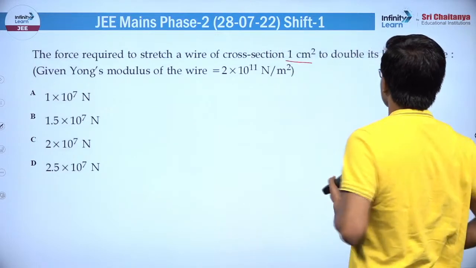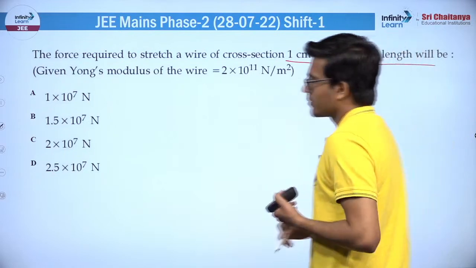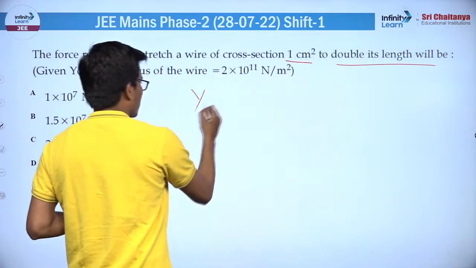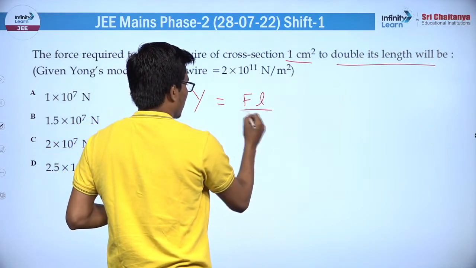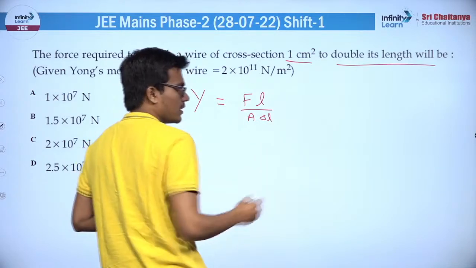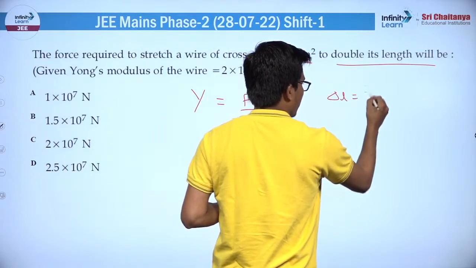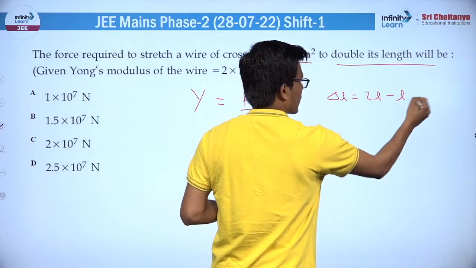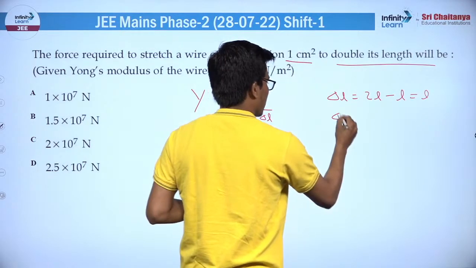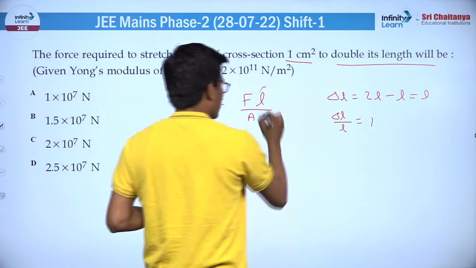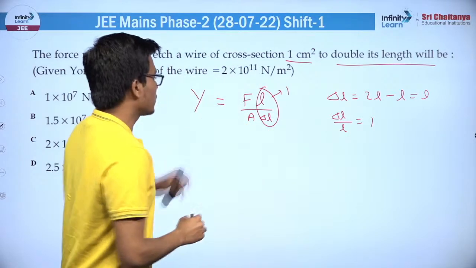of this area, to double its length. So you know that by Hooke's law we can say Y equals FL upon A delta L. If I talk about delta L, the final length is double and the initial length is L, so delta L by L is actually 1. So this term will be 1. We need to calculate the force.